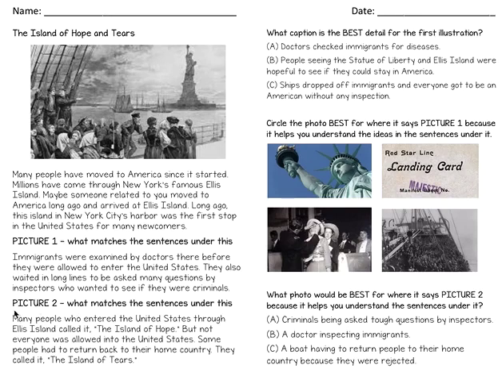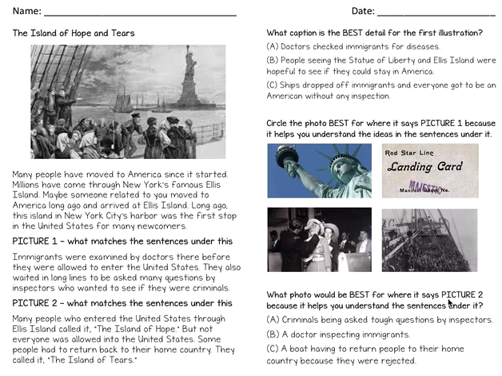Great! Now we're on to picture 2. What matches the sentences under this? So you're going to pick which photograph here that is described here would best match with these sentences. Many people who entered the United States through Ellis Island called it the Island of Hope, but not everyone was allowed into the United States. Some people had to return to their home country. They called it the Island of Tears.